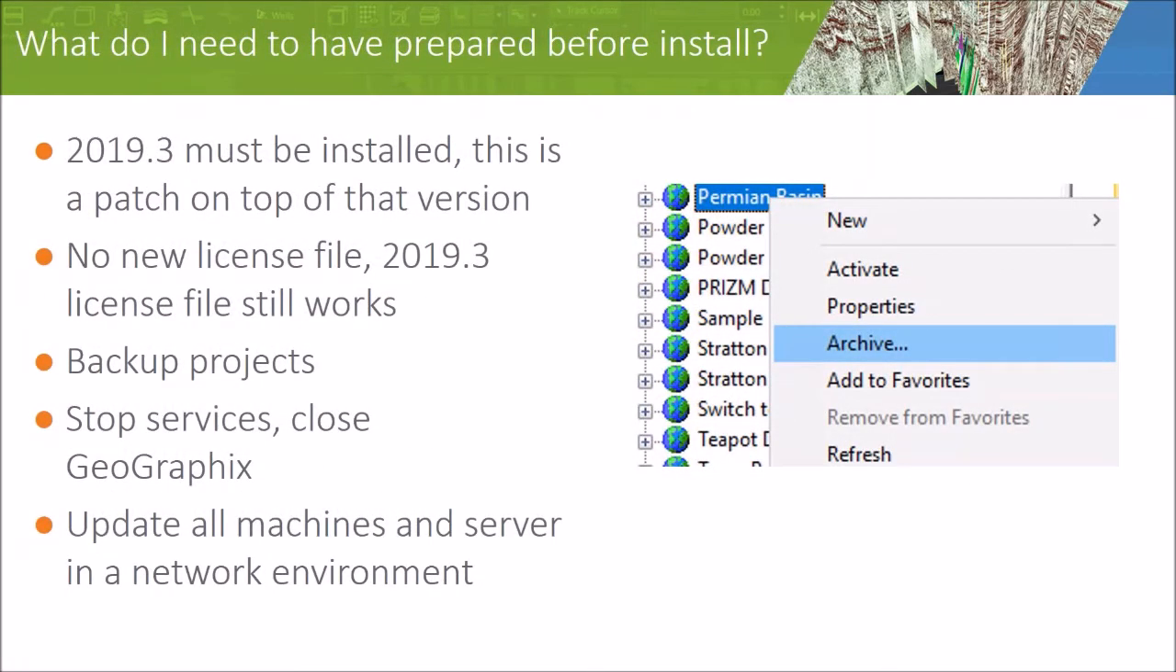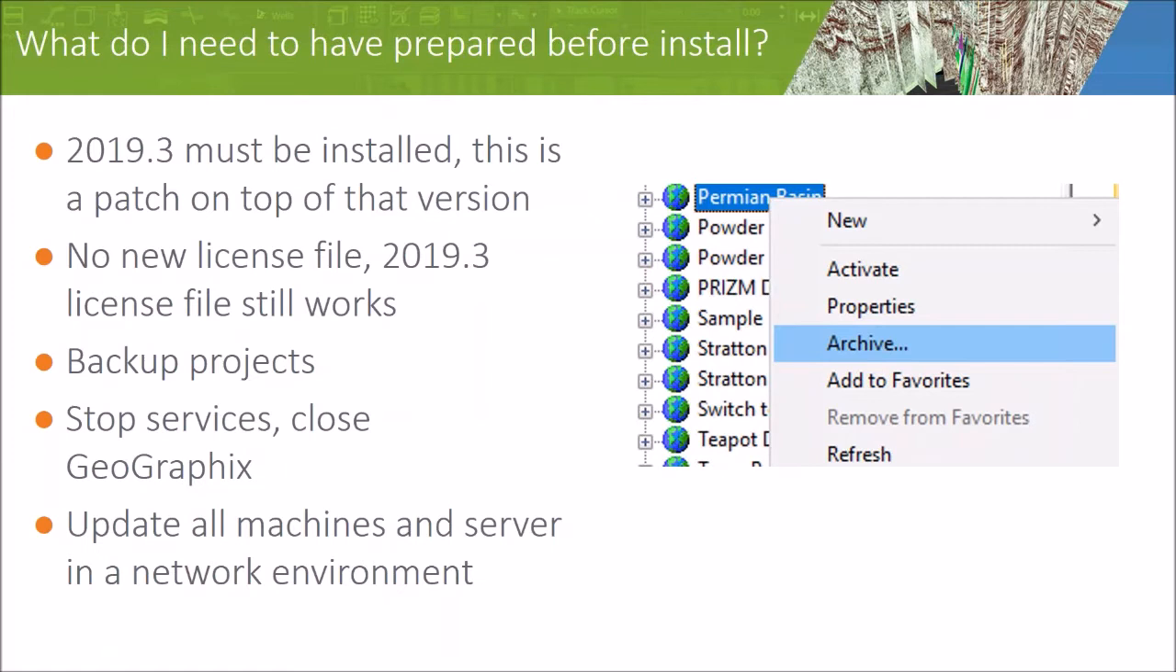So if I'm going to be updating my projects, what needs to be prepped ahead of time? Because this is a patch installation, 2019.3 must be installed ahead of time. This is not a full release in and of itself. It is meant to be installed on top of 2019.3. So if you do not have 2019.3, you'll need to get that version first. There's no new license file needed for the patch. Your 2019.3 license file still will work.